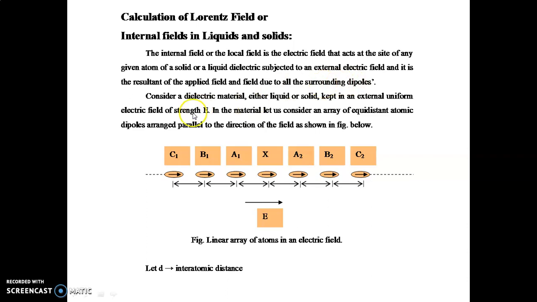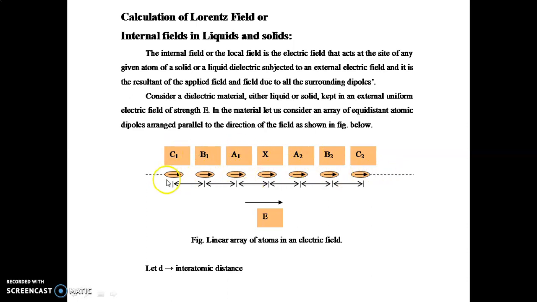Now let us consider a dielectric material, either a liquid or solid, kept in an external uniform electric field of strength E. Clear? In the material, let us consider an array of equidistant atomic dipoles, as I said. We can see that they are arranged parallel to the direction of the field, as seen in the figure. Here the atoms are considered as X. So X is our reference atom where the total internal field must be calculated. On either side we have the distribution of atoms like A1, A2, B1, B2, C1, C2, etc.